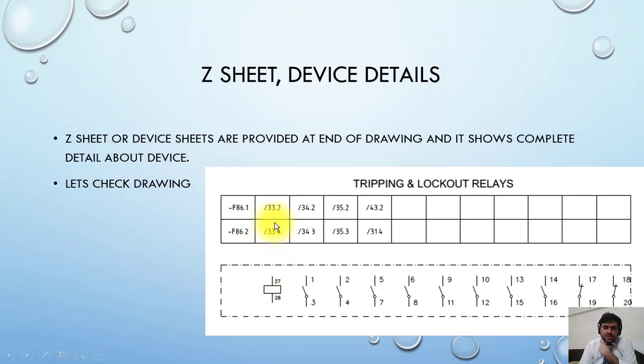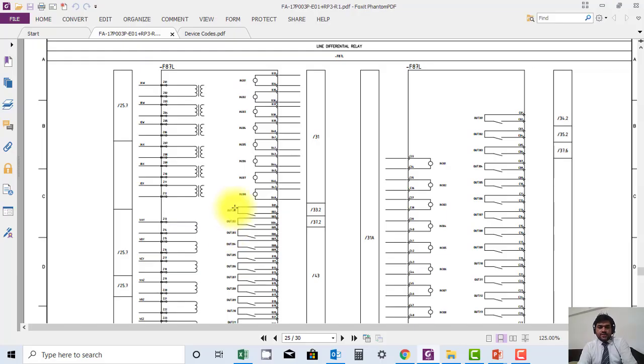The supply of the coil is provided at sheet number 33, column number 2, and it has so many contacts. Only three contacts are used and all other contacts are basically free, spare. So you can trace basically two contacts here. Okay, let's check in the drawing.